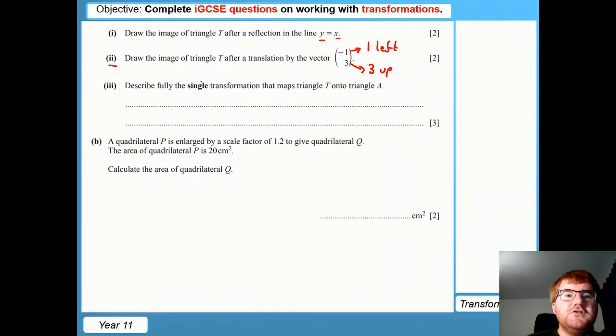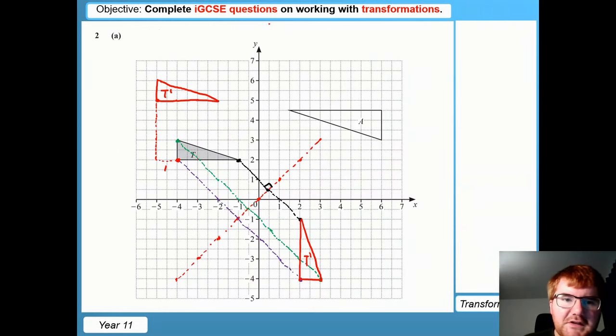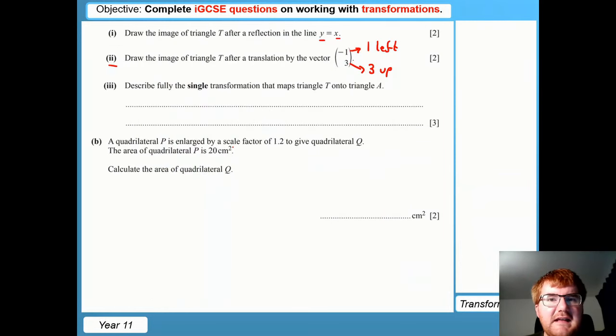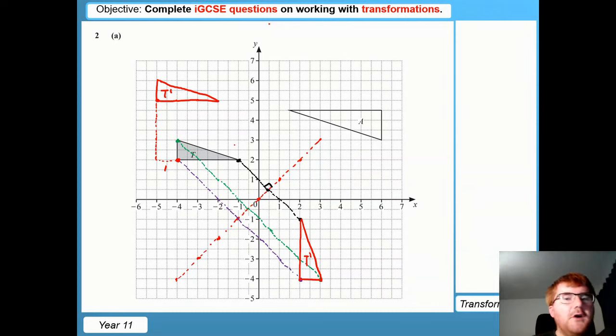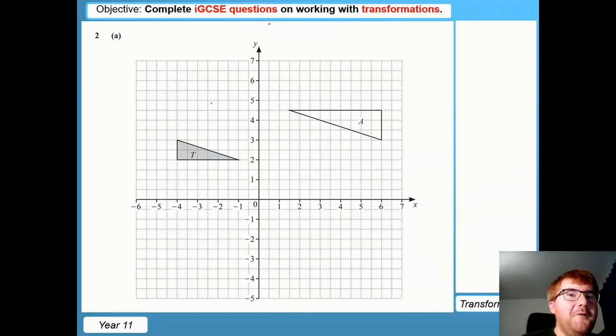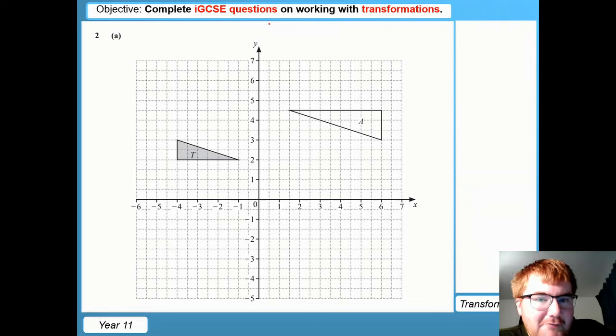And now we need to describe the single transformation that maps triangle T onto triangle A. So again, we want to go from T to A in this case. I'm going to wipe off the board so we've got a bit of space to find this either reflection or rotation. Okay, so hopefully I caught you out there. It actually isn't a reflection or a rotation.